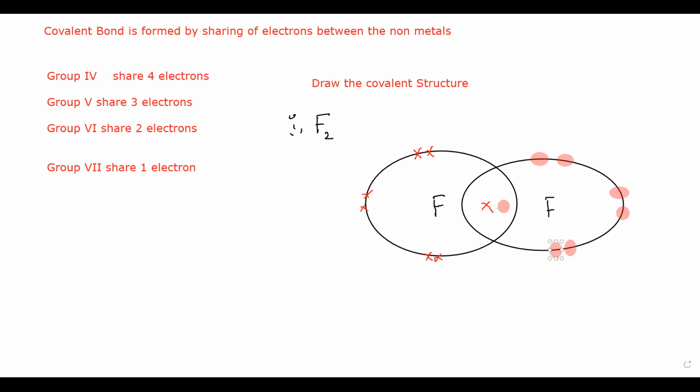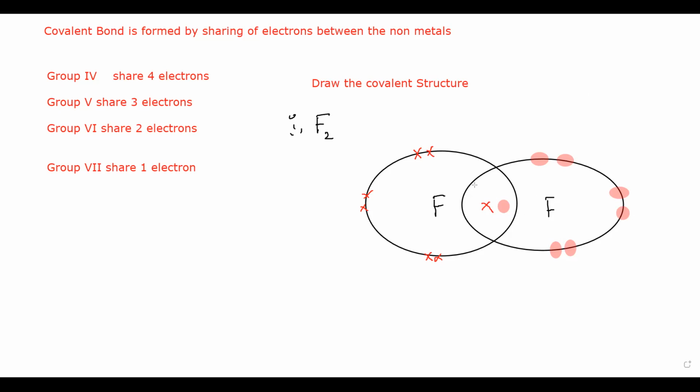So there is a share of electrons between the two fluorine atoms, and this attraction or sharing of electrons, what do we call this bond? We call this a covalent bond. Is it clear? The concept of the covalent bond: the bond which is formed by sharing of electrons between the two non-metals according to their group number, and the unshared electrons will be there on the circle. Is it clear? This is the example of fluorine.